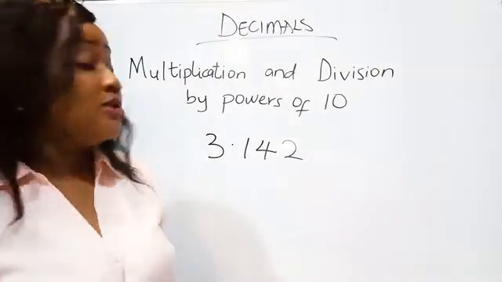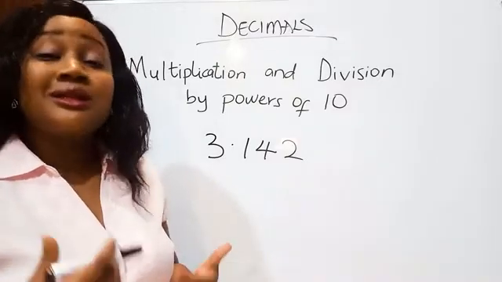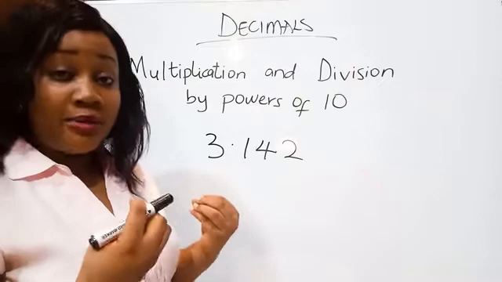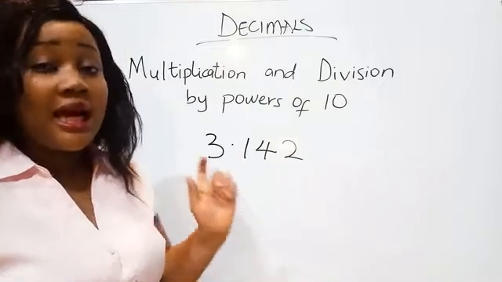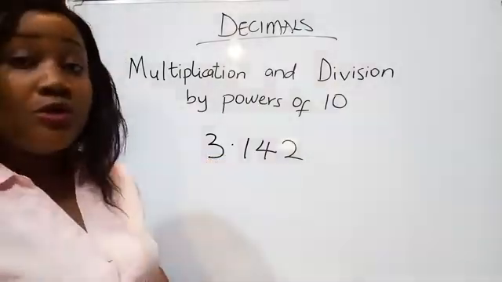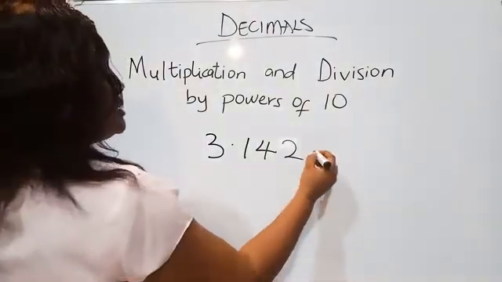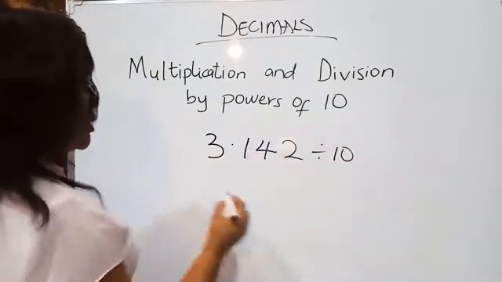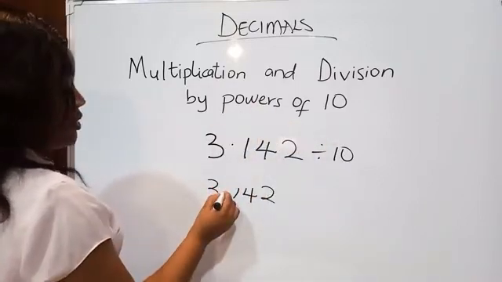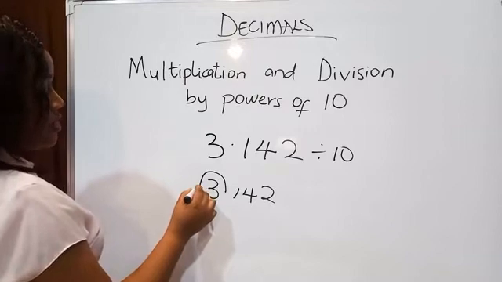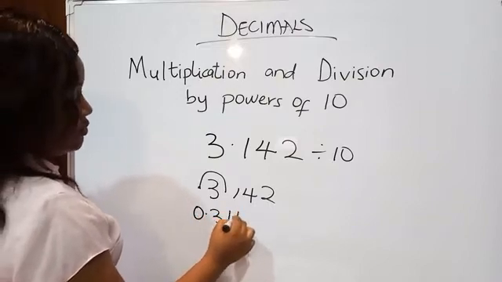So basically, when you're trying to divide a decimal fraction by powers of 10, just count the number of zeros in the power of 10 and move the decimal points backwards. Let's take, for example, 3.142. Let's try dividing it by 10. All I have to do is to say 3.142. 10 has just one 0. You move this point just one step, and you now have 0.3142.